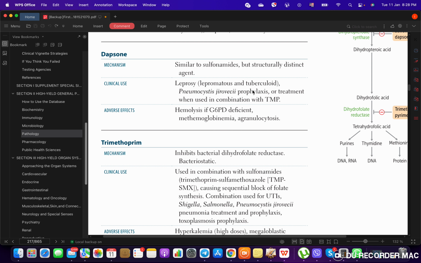So, Pneumocystis jirovecii prophylaxis, as we said, when the CD4 count goes under how much?